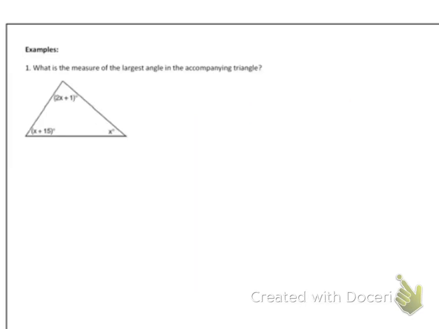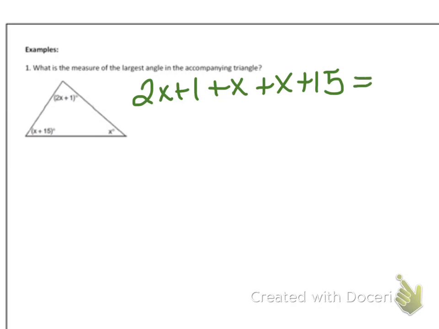is what is the measure of the largest angle in the accompanying diagram? In order to figure that out, we need to find x. In order to find x, you're going to have to use the fact that the sum of the angles inside of a triangle add up to 180. So you have the 2x plus 1, the x, and the x plus 15. So all 3 angles have to equal 180 degrees.